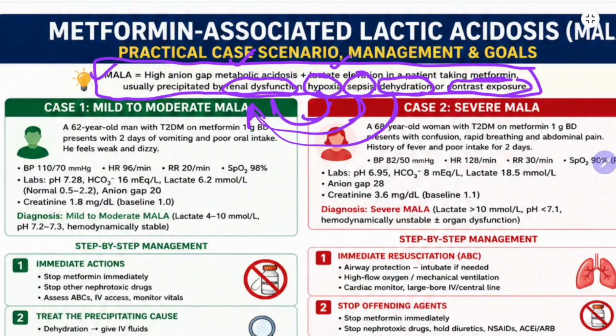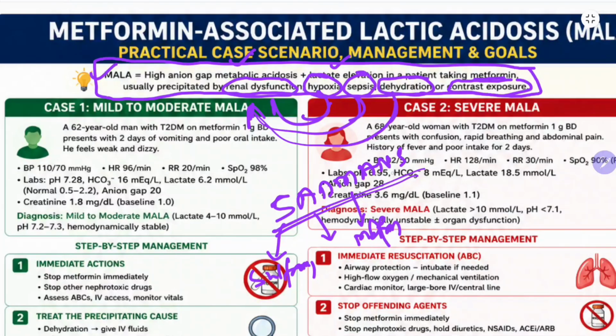That's why we have already discussed the SADMANS protocol: the drugs which should be stopped in a diabetes patient when he develops critical illness. S for sulfonylureas. A for ACE inhibitors. D for diuretics. M for metformin. A for ARBs. N for NSAIDs. S for SGLT2 inhibitors.